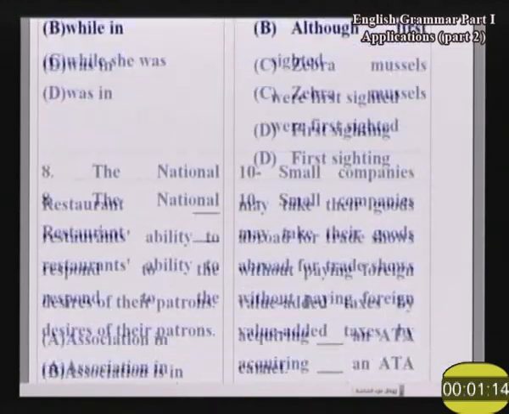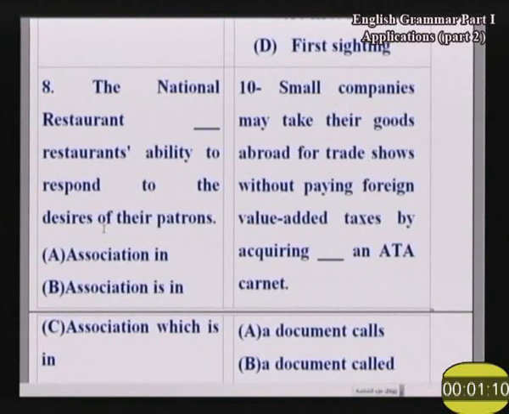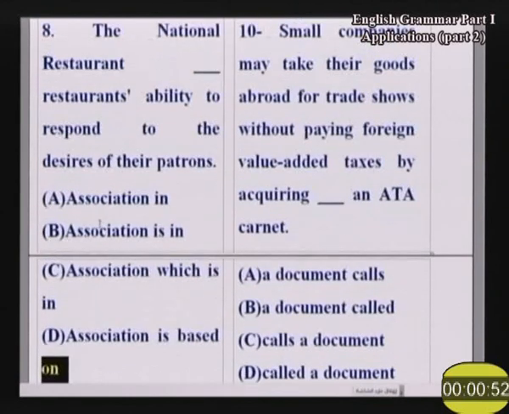طيب نشوف نمرة 10. Small companies may take their goods abroad for trade shows without paying foreign value-added taxes by acquiring an ATA carnet. طيب أقول by acquiring a document calls ولا a document called ولا by acquiring calls. أولا by acquiring لازم يجي وراها noun. acquiring يجي وراها object. يبقى أنا بختار ما بين a document calls و a document called. طبعا هي a document called, a document which is called. طيب by acquiring a document called an ATA carnet.